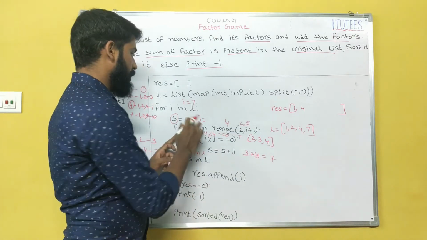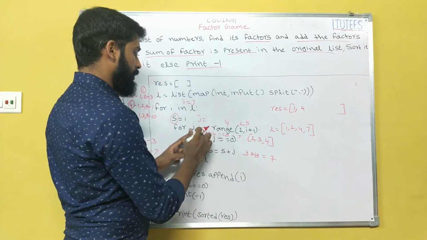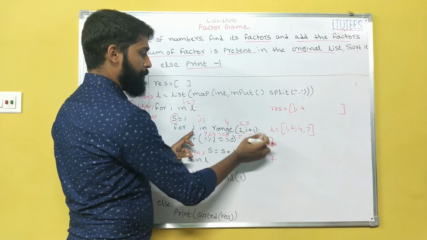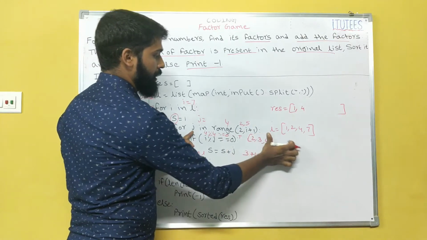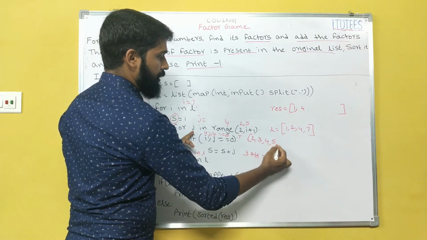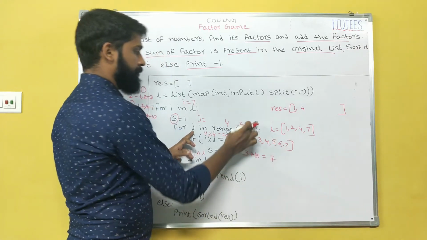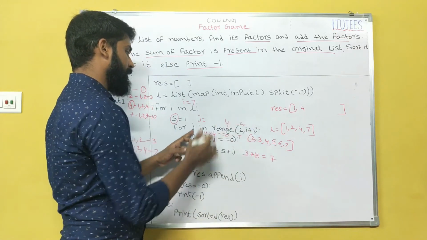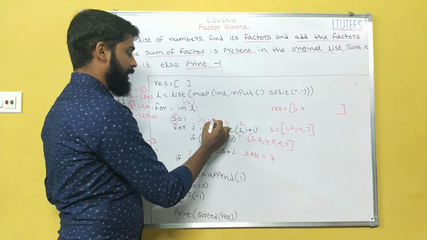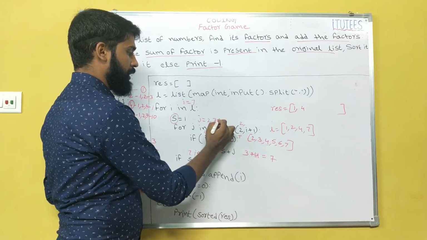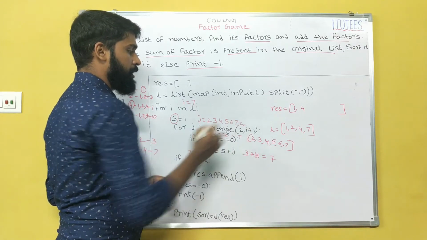In the next iteration, I becomes 7. Last one. S equals 1. J in range of 2 comma I plus 1, that means 7 plus 1 means 8. So J takes 2, 3, 4, 5, 6, 7. In the first iteration, J value 2, in the second iteration 3, next iteration 4, 5, 6, 7.